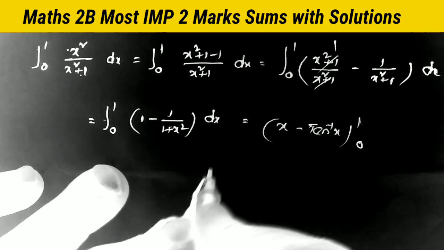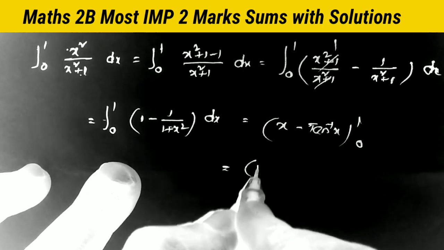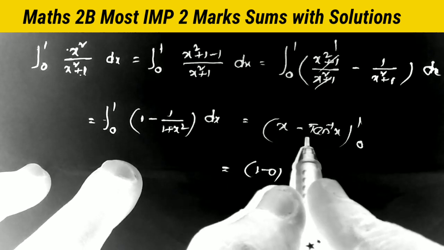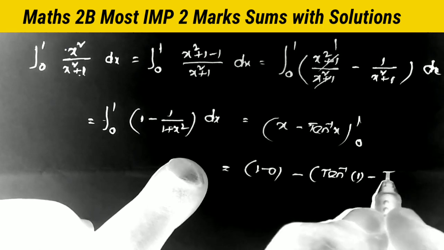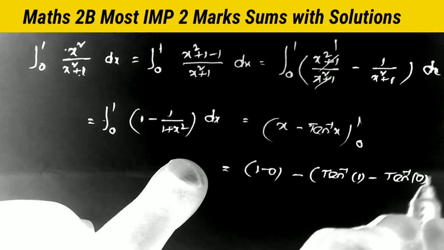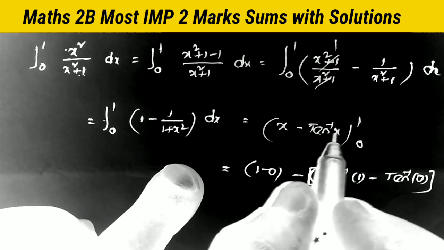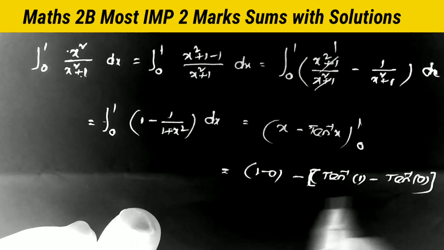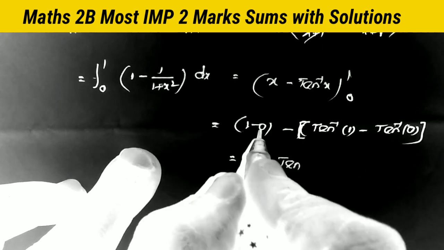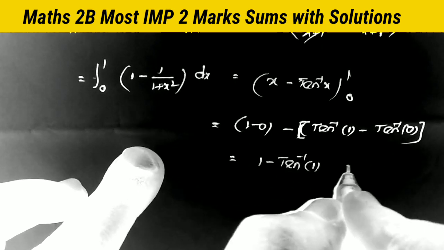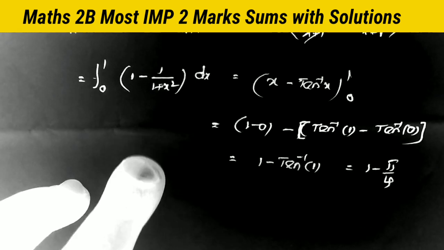Now replacing the limit values. First replacing the limit values in x, that is 1 minus 0, upper limit minus lower limit, minus again tan inverse of 1 minus tan inverse of 0. First replacing the limit values in the first term, 1 minus 0, minus replacing the limit values in the second term, tan inverse of 1 minus tan inverse of 0. Tan inverse of 0 is equal to 0. This is 0. 1 minus tan inverse of 1. What is the tan inverse of 1 value? Pi by 4. So the answer is equal to 1 minus pi by 4.